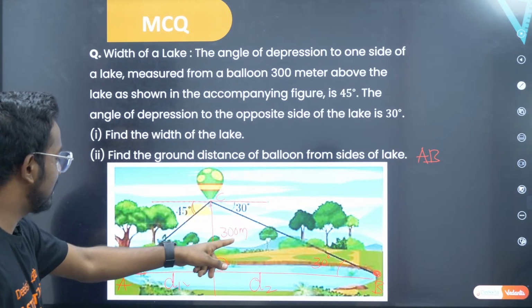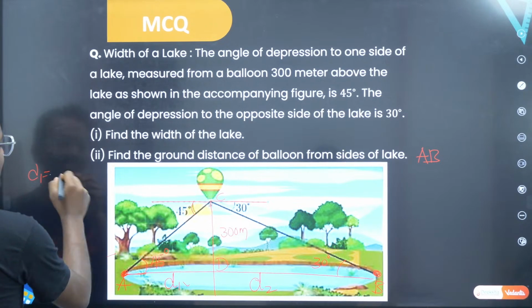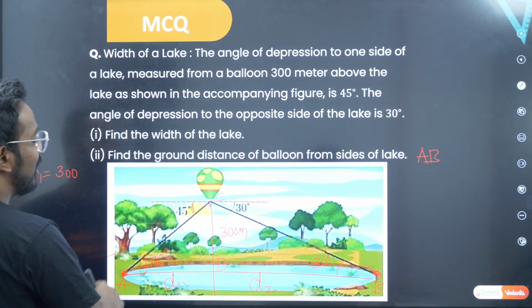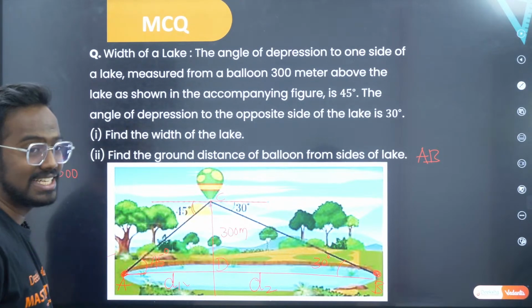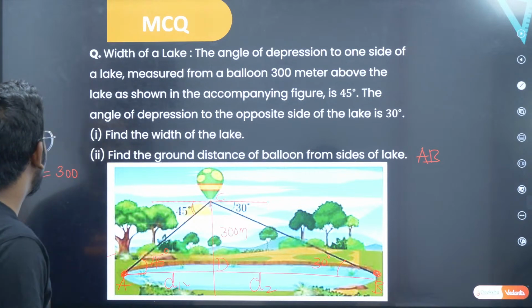Sir, D1 is basically, since it is 45 degrees, and you have 300 only, no? Yes, sir, because tan 45 is 1, opposite by adjacent. That is 1 is equal to 300 by D1. D1 will become 300, sir.